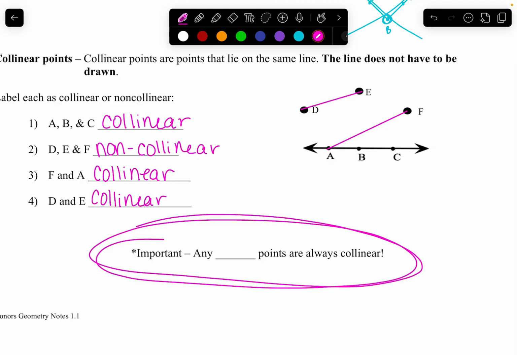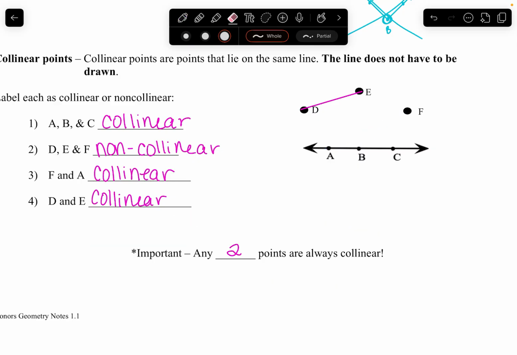Anytime you have 2 points, no matter what 2 points they are, you're always going to be able to draw a straight line between them. And if you don't believe me, draw 2 points anywhere on your paper, draw a straight line. You're going to be able to draw a straight line between those two.